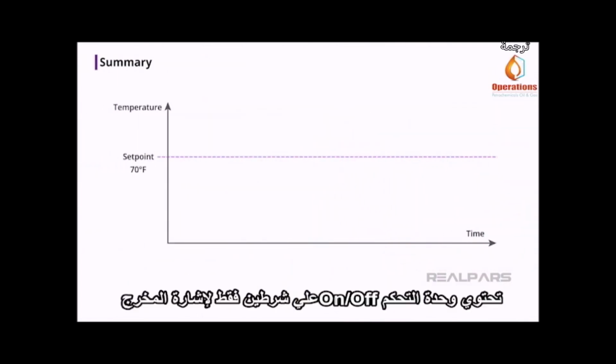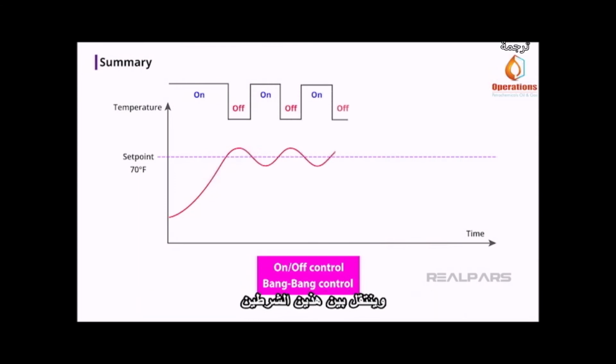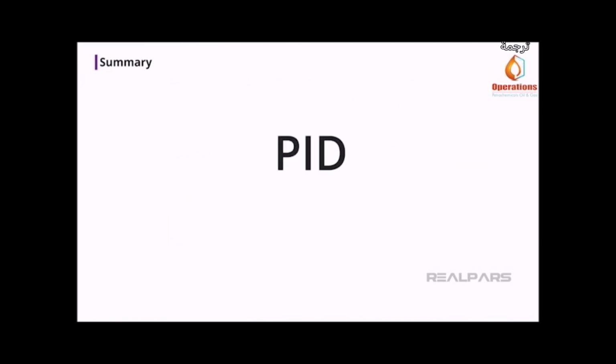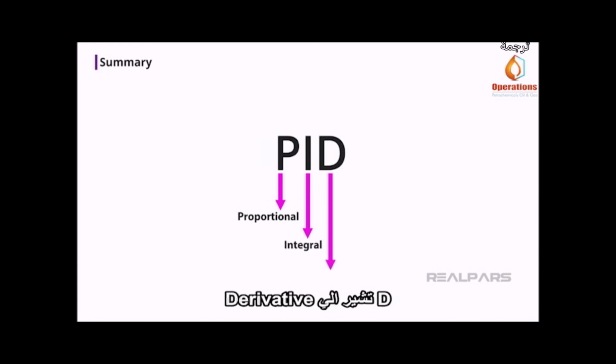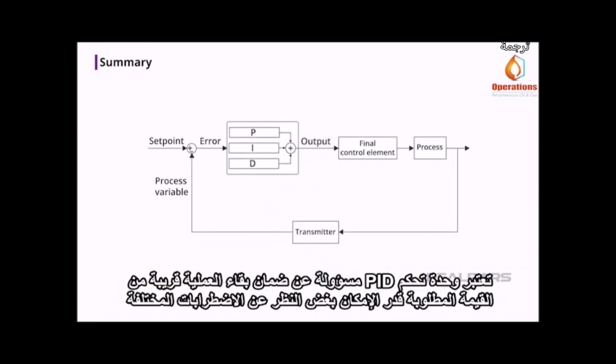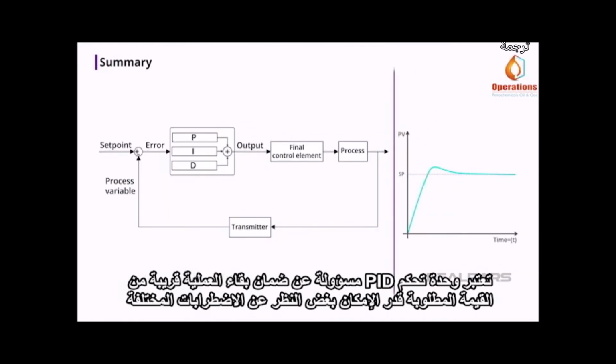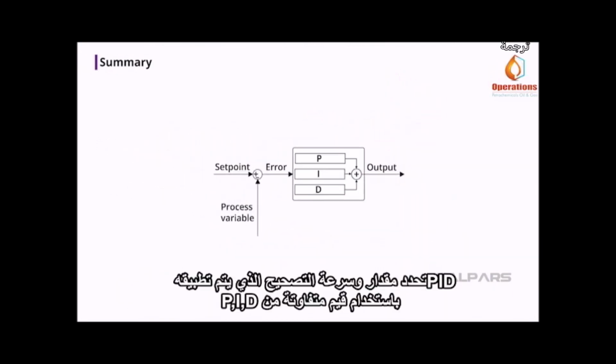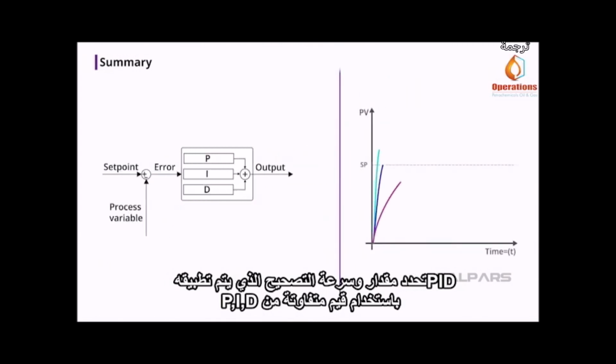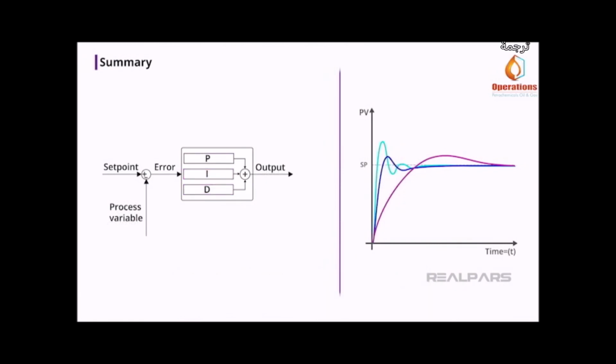Let's review. An on-off or bang-bang controller has only two output conditions and switches abruptly between these two conditions. In a PID controller, P stands for proportional, I stands for integral, and D stands for derivative. The PID controller is responsible for ensuring that the process remains as close to the desired value as possible, regardless of various disruptions. The PID controller determines how much and how quickly correction is applied by using varying amounts of P, I, and D action.